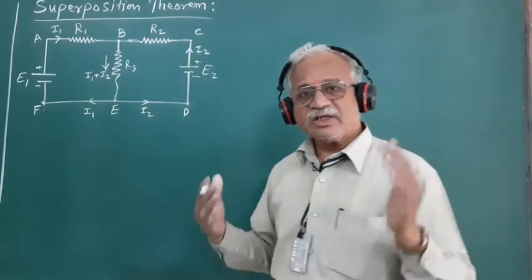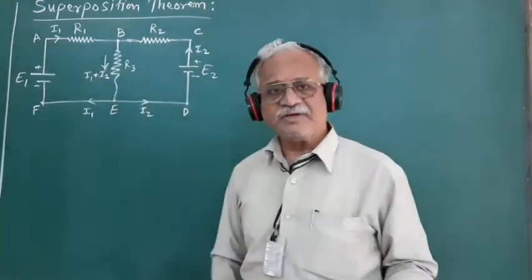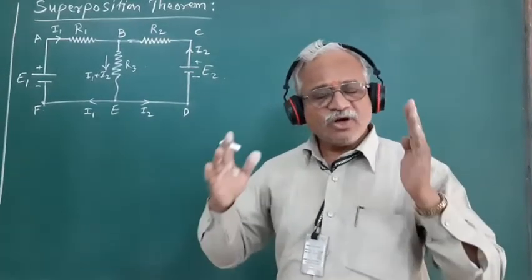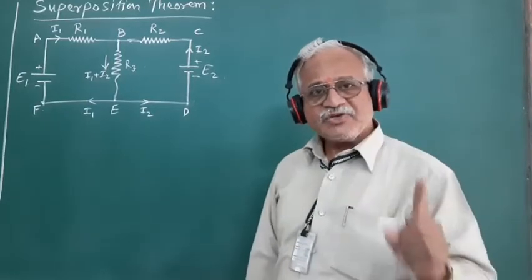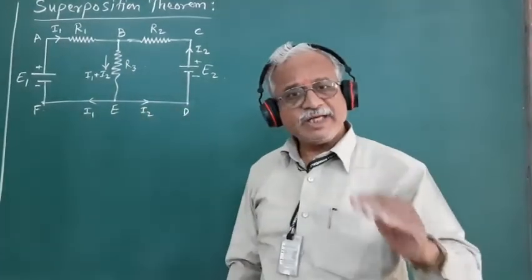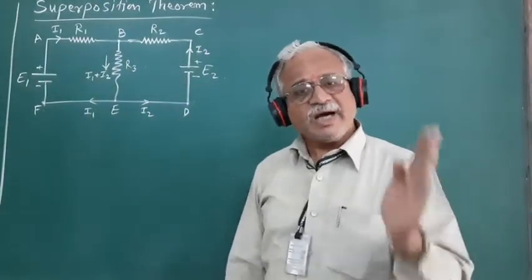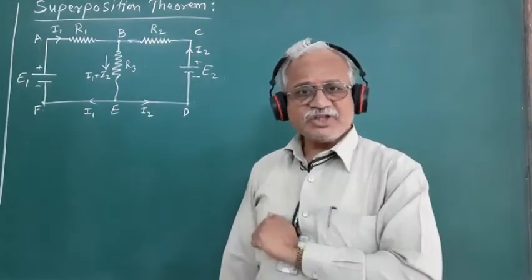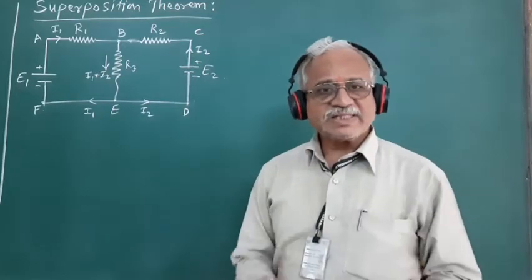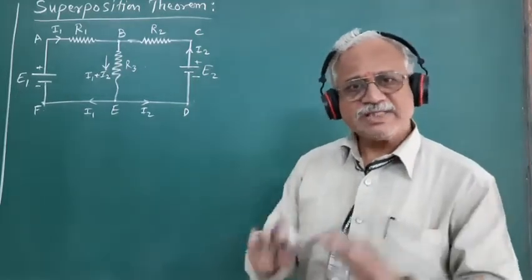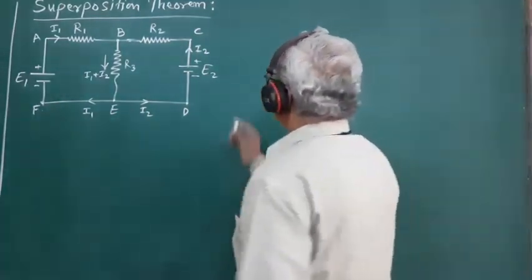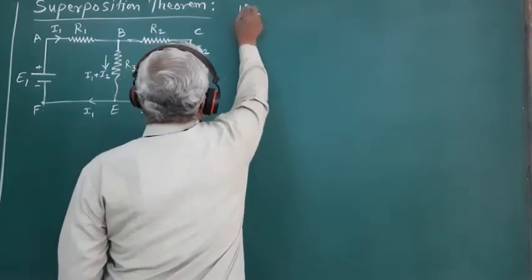We shall calculate the total current flowing through this resistance R3 by application of the superposition theorem. And if we observe that the expression for the total current I1 plus I2 flowing through the resistance R3 by application of the Kirchhoff's laws and by applying the superposition theorem are the same, then we can say that the superposition theorem is verified. So let us first analyze this network by using the Kirchhoff's law.